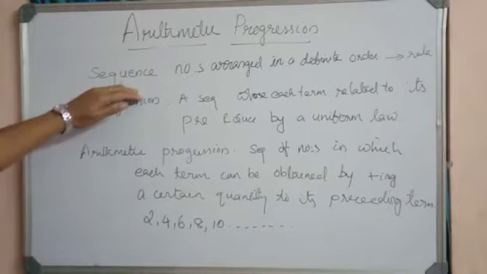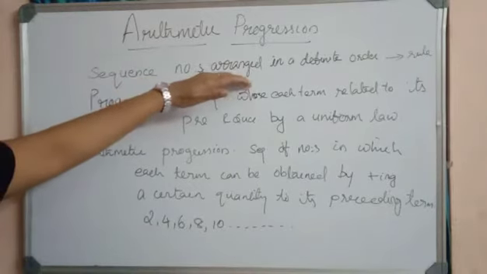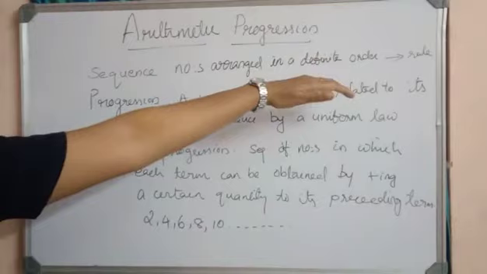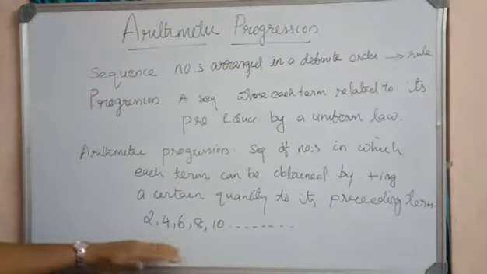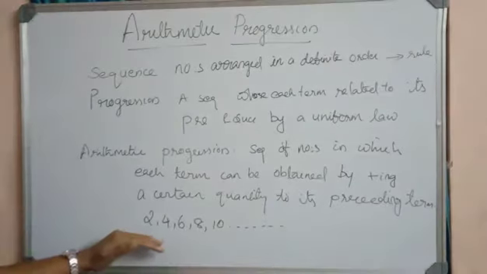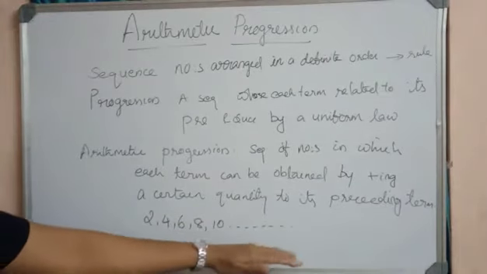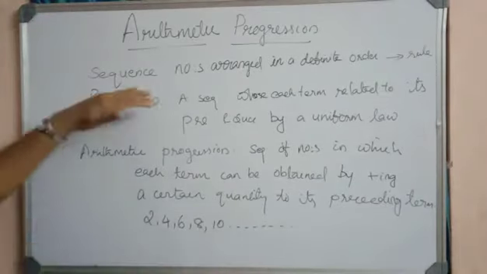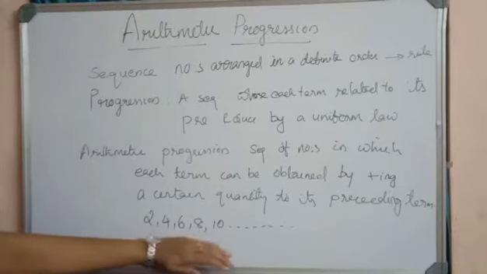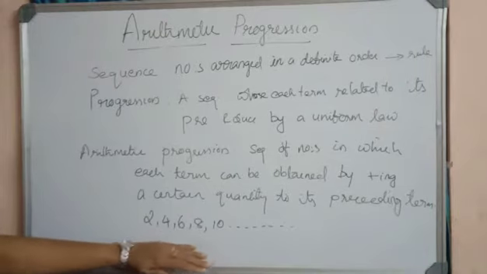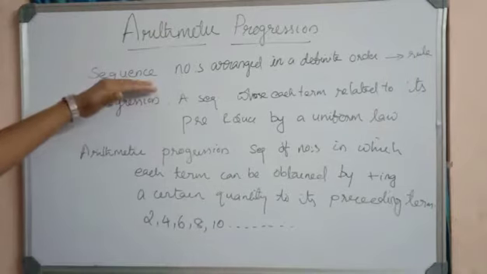What is a sequence? A sequence is a group of numbers arranged in a definite order following a certain rule. Look at the set of numbers given here: 2, 4, 6, 8, 10, etc. This is an example of a sequence. Here each number is 2 more than its preceding number. That's the rule we have used here.